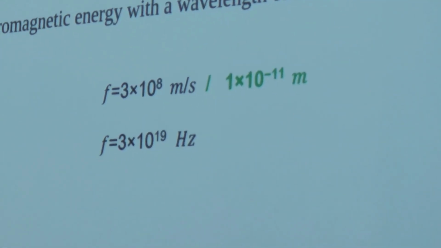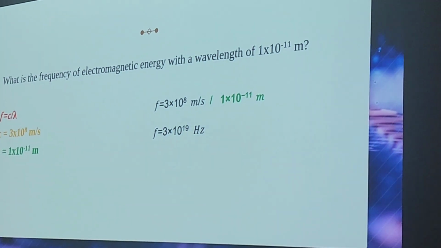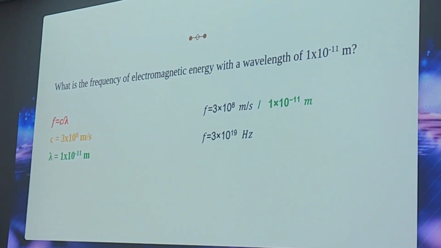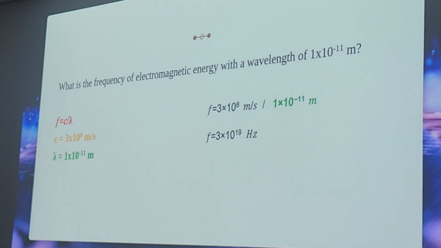Did I lose anyone? Yeah, why do you have... shouldn't it be negative? What do you mean? Well, you have negative 11 and positive 8. Okay, so the question is, what is the frequency of electromagnetic energy with a wavelength of this much?